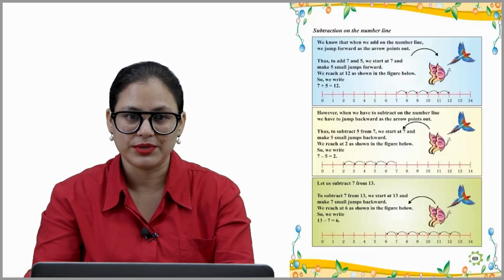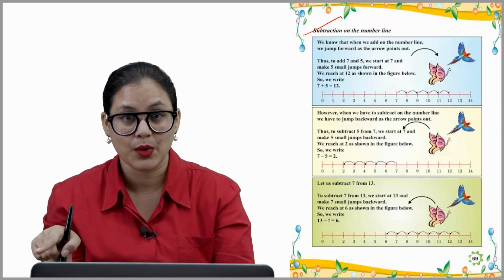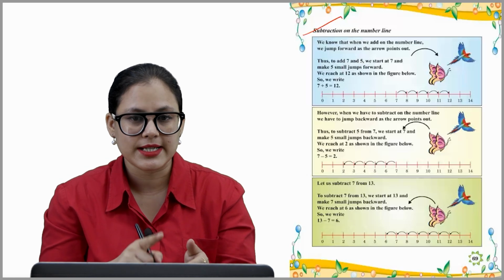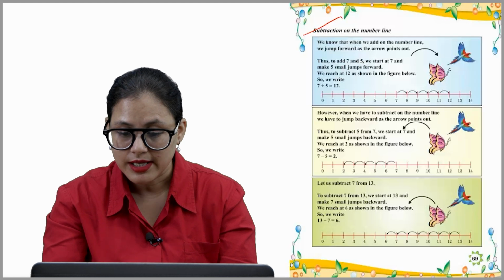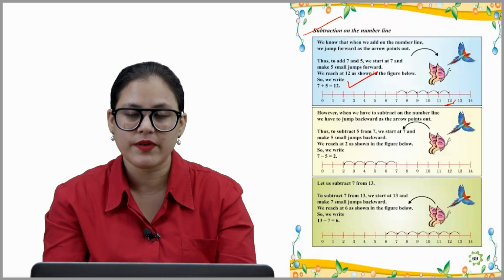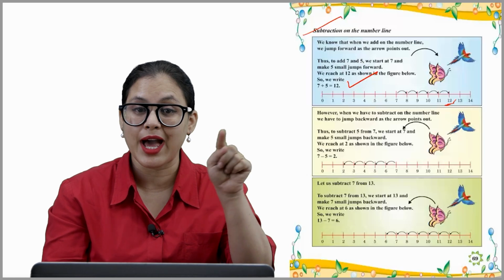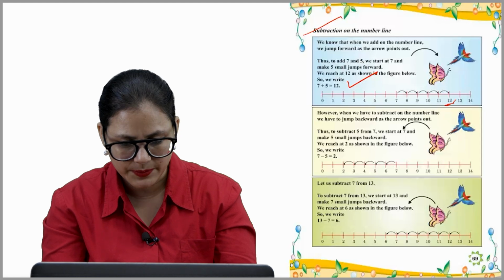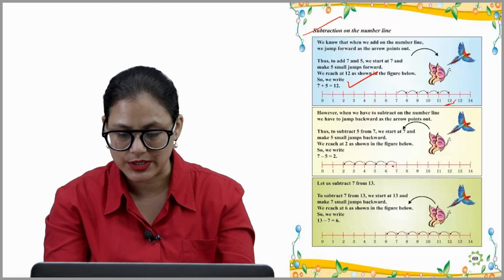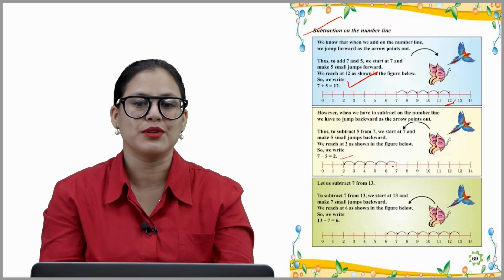Next, subtraction on the number line. We know that when we add on the number line, we jump forward as the arrow points out. Thus to add 7 and 5, we start at 7 and make 5 small jumps forward and we reach 12 as shown in the figure given below. So 7 plus 5 is 12. However, when we subtract on the number line, we have to jump backward, that means to the left side. Thus to subtract 5 from 7, we start at 7 and make 5 small jumps backward. So 1, 2, 3, 4, 5. We reach 2. So we write 7 minus 5 is equal to 2.